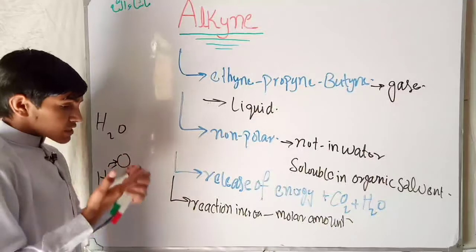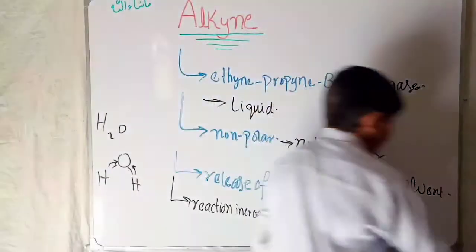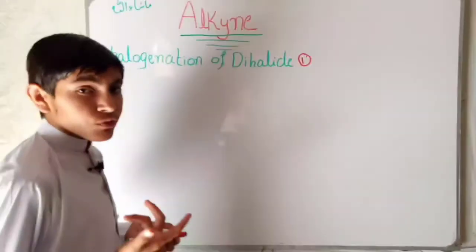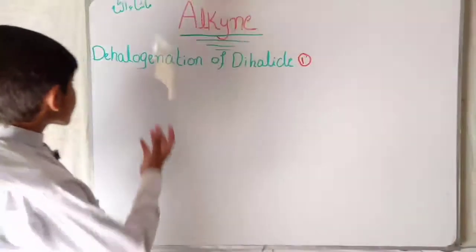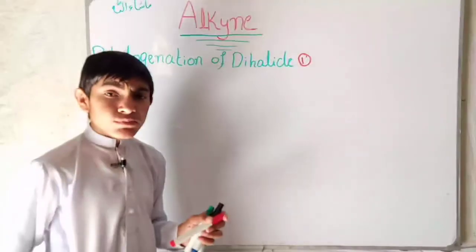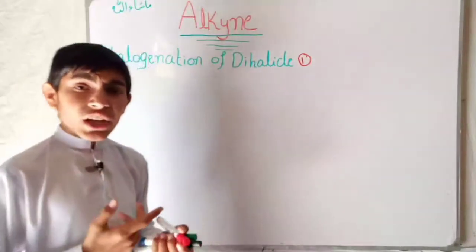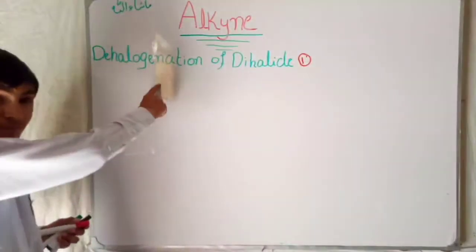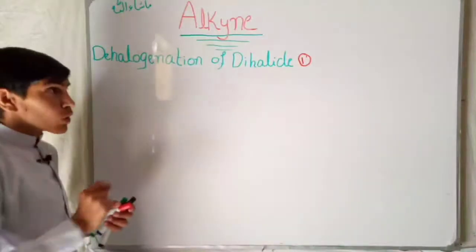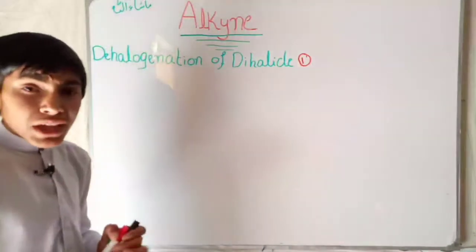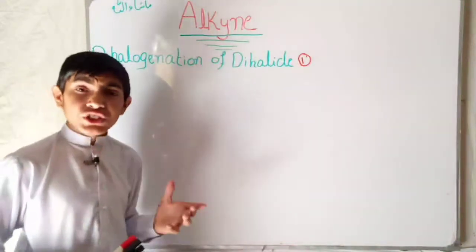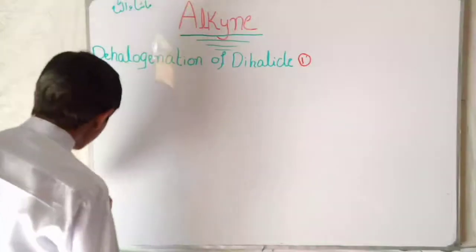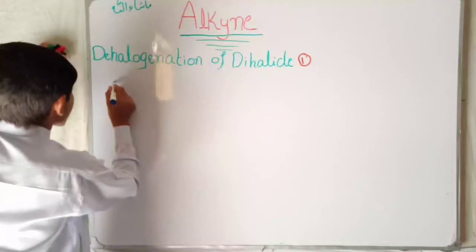Now we will talk about the preparation of alkynes, how alkynes are prepared. The first process is dehalogenation of dihalides. These are organic compounds in which the halides are attached to adjacent carbon atoms, called vicinal dihalides. In this process we take 1,2-dibromoethane. Alkynes are unsaturated hydrocarbons, so they are mainly prepared from saturated compounds by an elimination reaction. The process of 1,2-dibromoethane is like this.